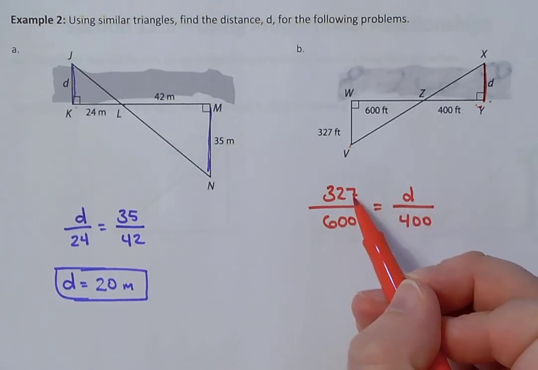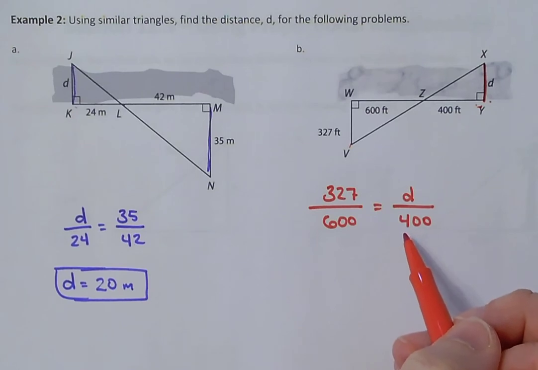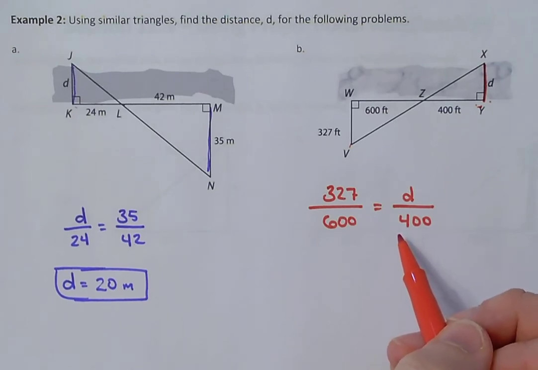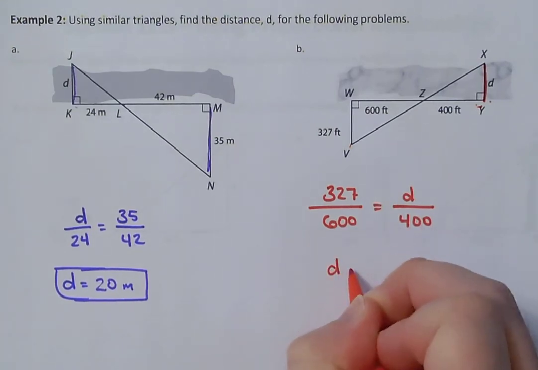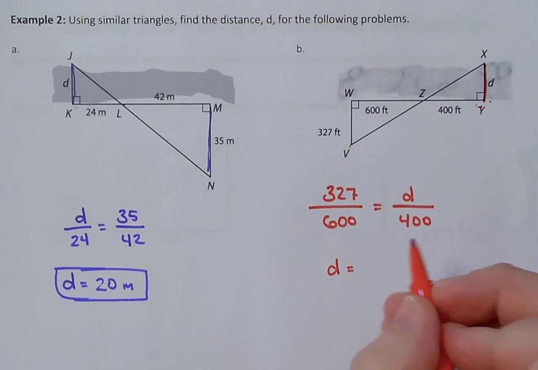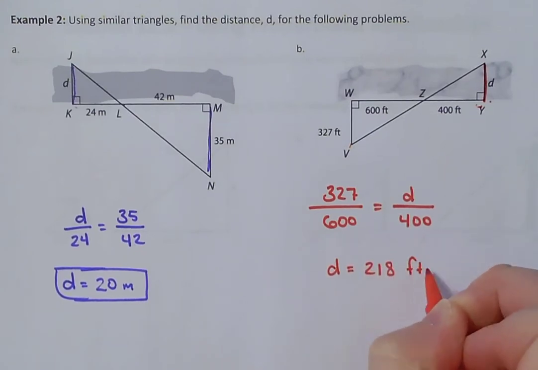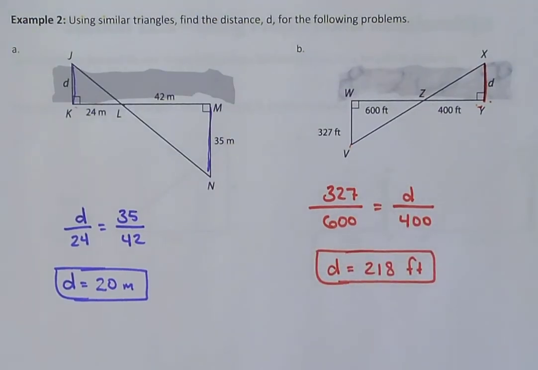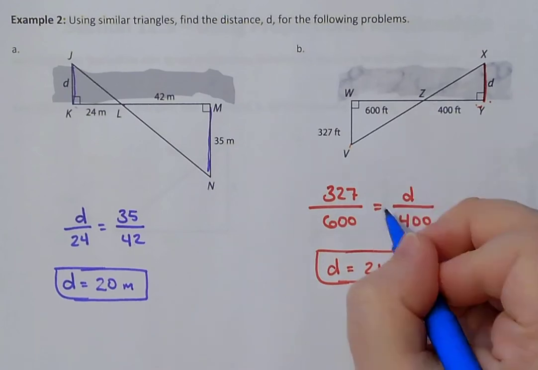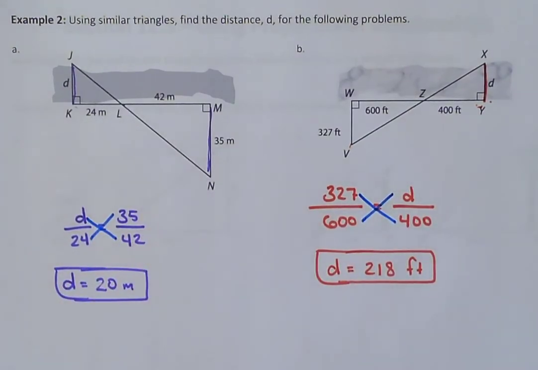So you do 327 times 400, which would give us 130,800. Then you would divide by 600, and the distance across the river in this case would be 218 feet. Again, all you're doing here is the cross multiplying. You would do the same thing for both parts.